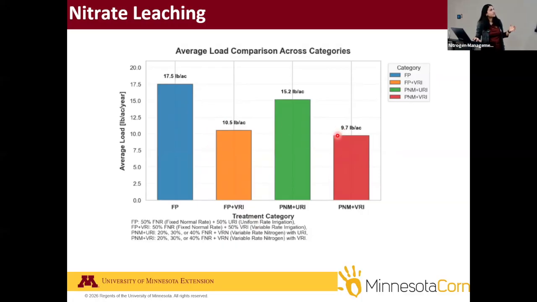In both VRIs, we reduced nitrate leaching when we compare it with the uniform rate irrigation, which also tells us that variable rate irrigation is something that we can think of in these sandy soils or in the fields where you have a lot of variability.